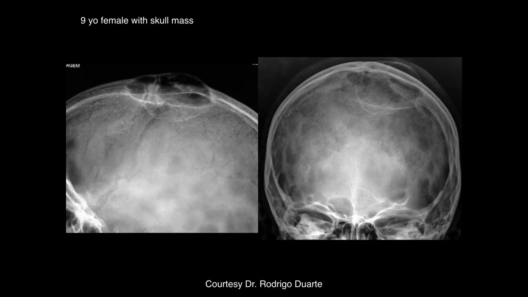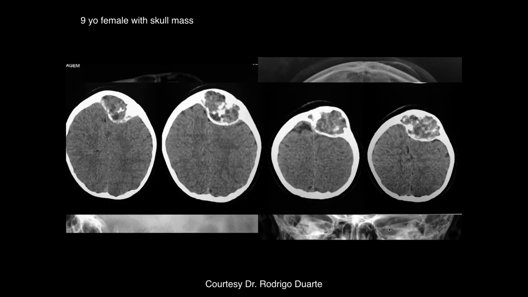Hey, Thomas, what do you think of this one? A 9-year-old female with skull mass. There's an expansile lytic lesion towards the vertex, and it looks circumscribed, non-aggressive. On CT, there's a little bit of a bony matrix. So could this also be fibrous dysplasia?